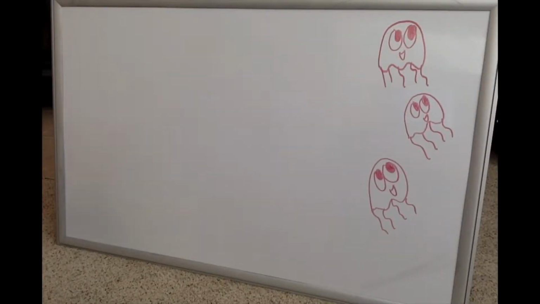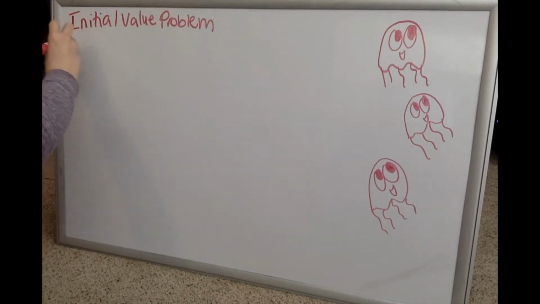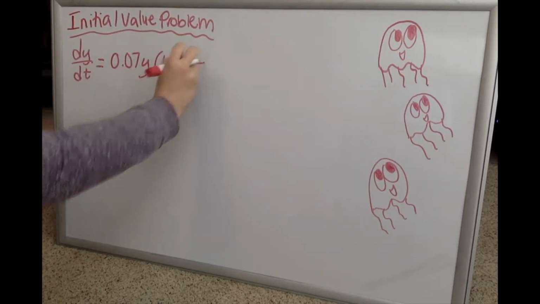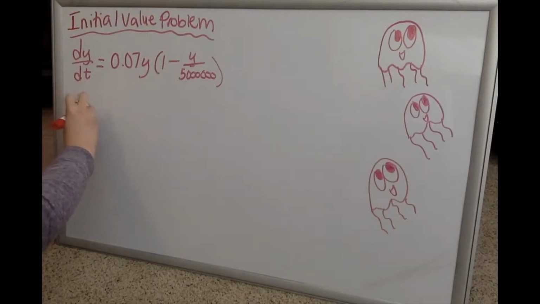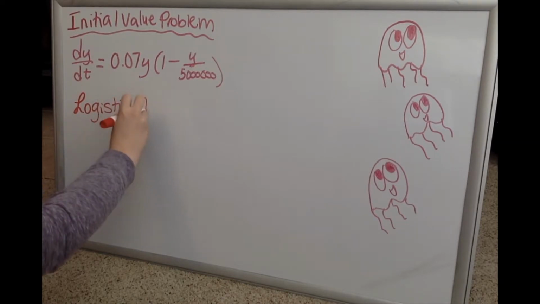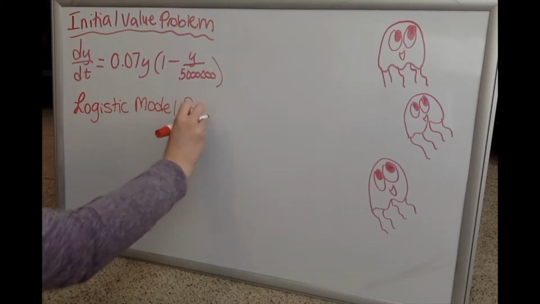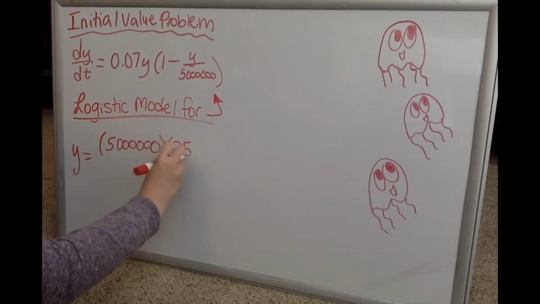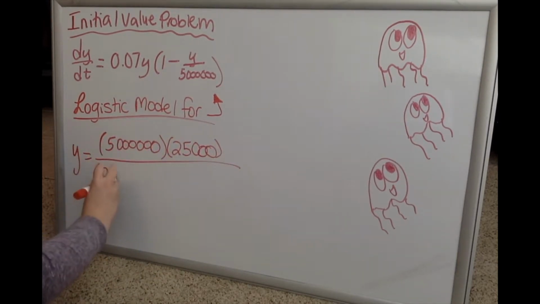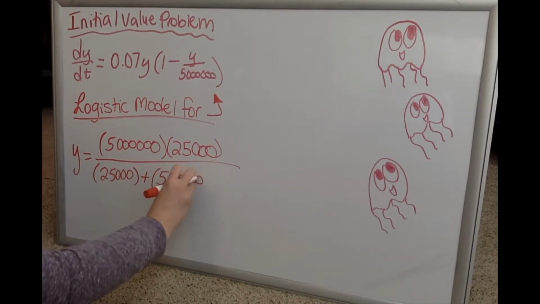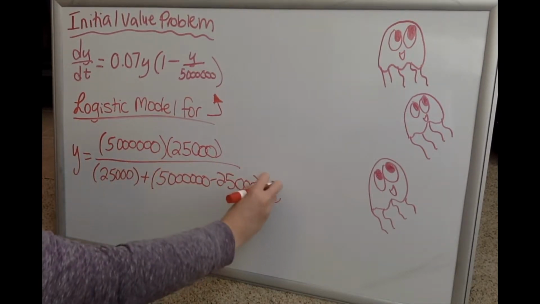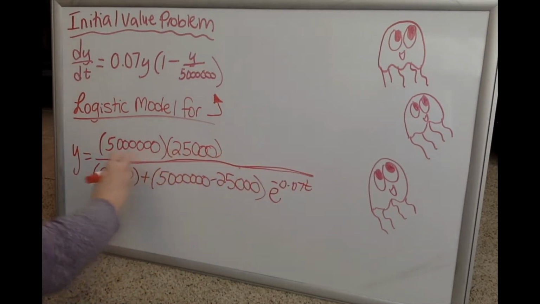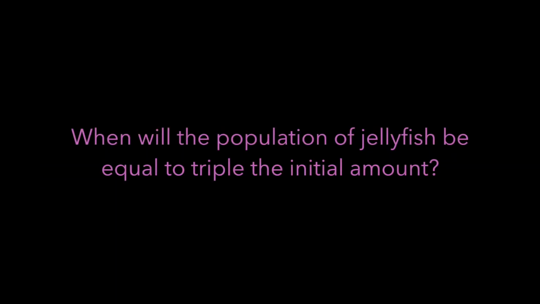The equation of initial value is dy dt is equal to 0.07y times the quantity of 1 minus y over 5 million. So the logistic model problem is basically the integrated version of the original initial value problem. A general form of this equation gives y equals 5 million times 25,000 all over 25,000 plus the quantity of 5 million minus 25,000 times e to the negative 0.07t.